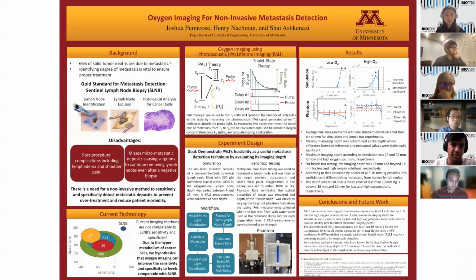So the gold standard for metastasis detection is actually sentinel lymph node biopsy. And the way it works is you inject this blue dye called methylene blue into the tumor, and you follow the dye through the lymphatic tracts to find the lymph node that it drains to. You then excise this lymph node, send it to pathology, and they look at it and tell you if there are cancer cells in the node or not.